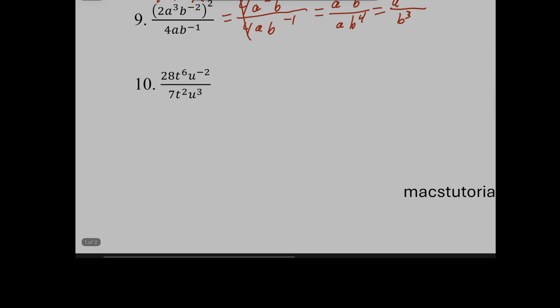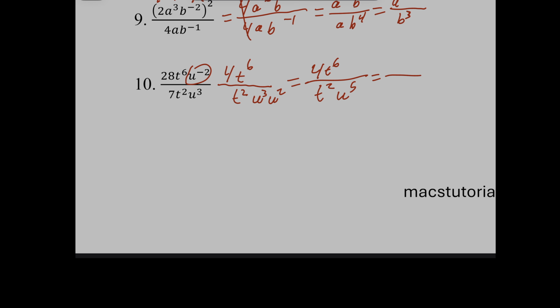Number 10, same thing. 28 divided by 7 is 4. And I'm just going to write everything on the correct side. t to the 6, t squared, my u cubed on bottom, and my u to the negative 2, I'm going to write there. It almost looks like a w. I always like to put a tail so it doesn't look like a v. So anyways, I'm going to get a 4t to the 6 over t squared. What's u cubed times u squared? u to the 5. Okay, and so now I just noticed that I have to subtract my t's, and that's going to become 4t to the 4th over u to the 5.